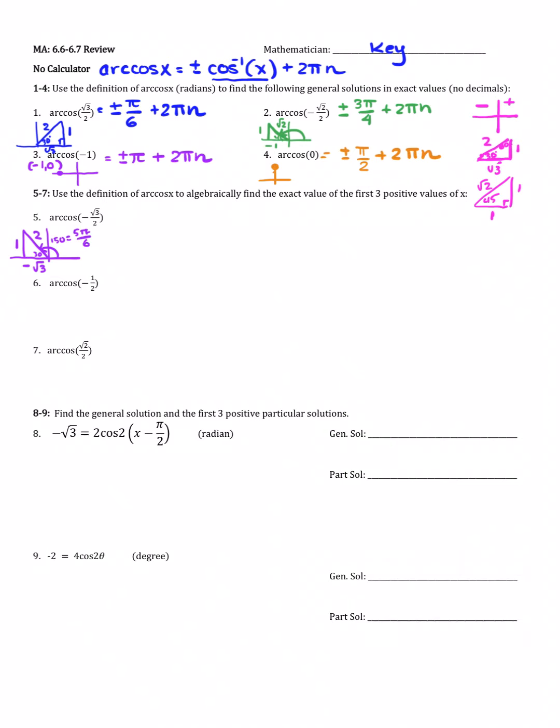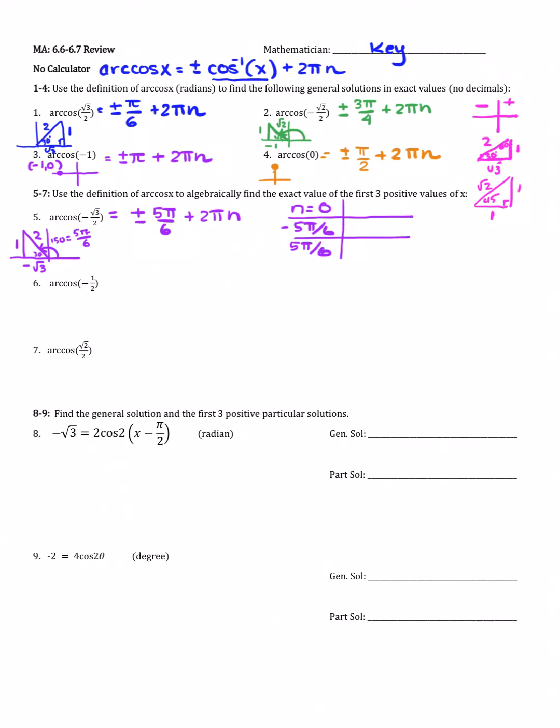Pi over 6 is 30. 30 times 5 is 150. So I start off with my general, which is plus or minus 5 pi over 6 plus 2 pi n. That's your generic. Now we want the first 3 positive values. So I have a negative 5 pi over 6, and I have 5 pi over 6.